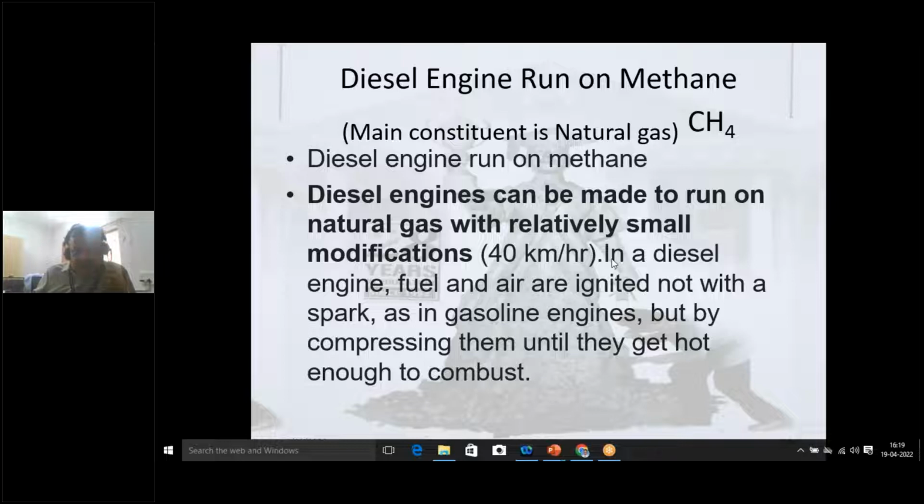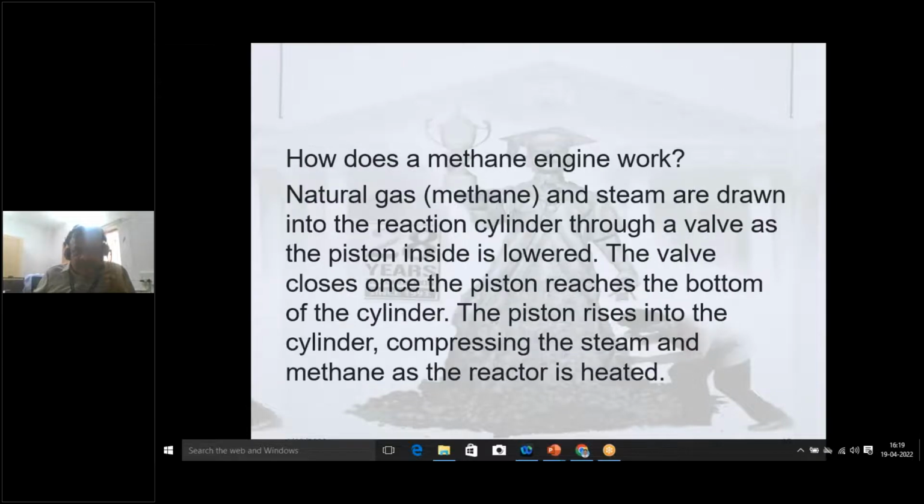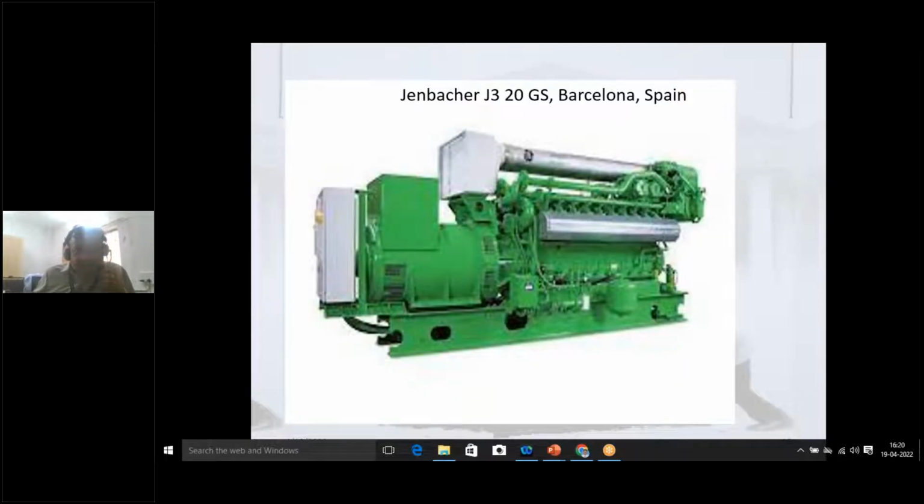Fuel and air are ignited not with a spark as in gasoline engines, but by compressing them until they get hot enough to combust. So how does a methane engine work? Natural gas and steam are the fuel entering the reaction cylinder through a valve as the piston inside is lowered. The valve closes once the piston reaches the bottom of the cylinder. The piston rises in the cylinder, compressing the steam and the methane as the reactor is heated. And this is the engine.